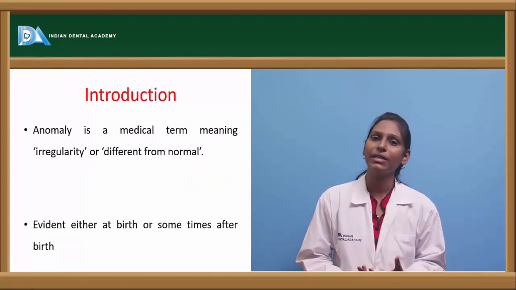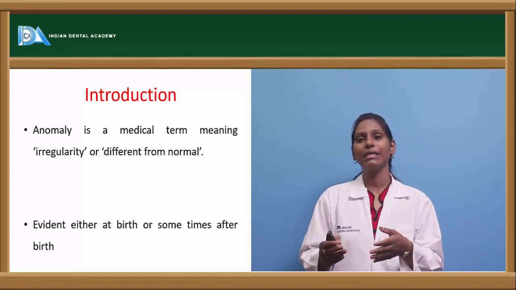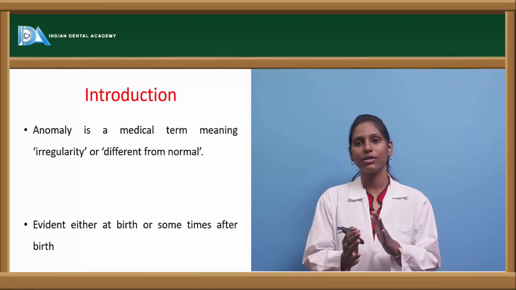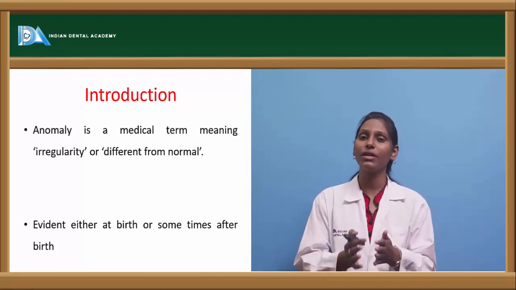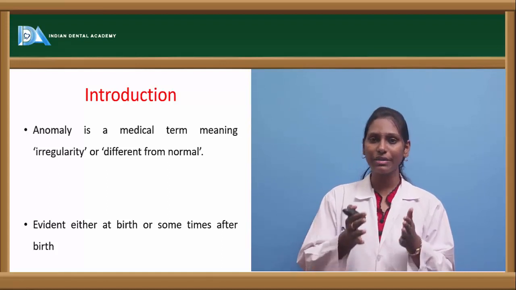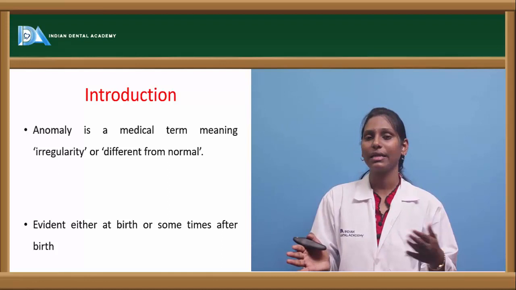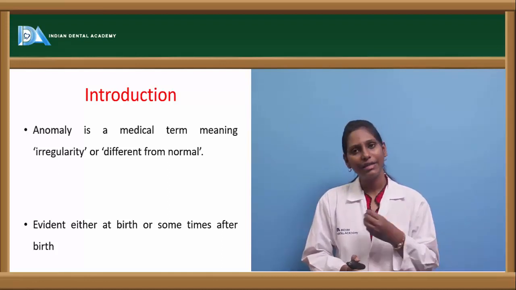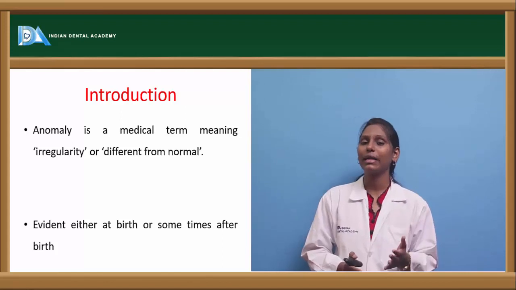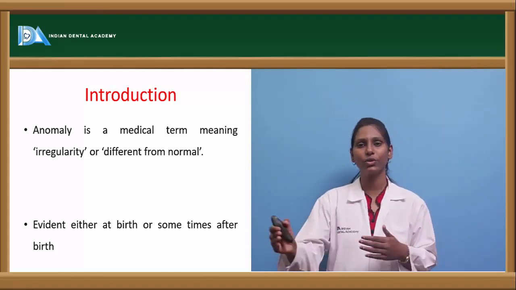Anomaly is actually a medical term which means irregularity or different from normal. That itself explains that in the process of development, the face is not normal in course. Because of any deviation from this normal course, it can lead to an anomaly. These anomalies are either evident at the time of birth, or they can be seen in due course of the growth phase.